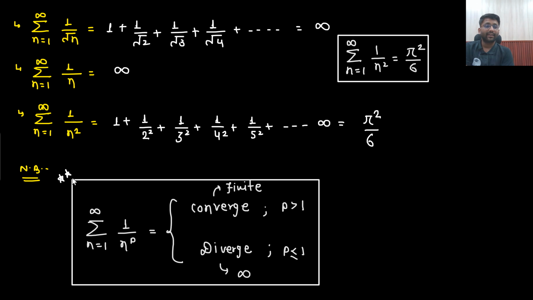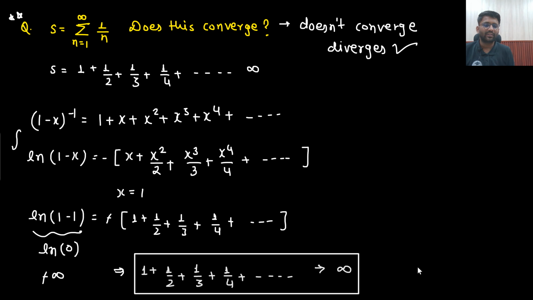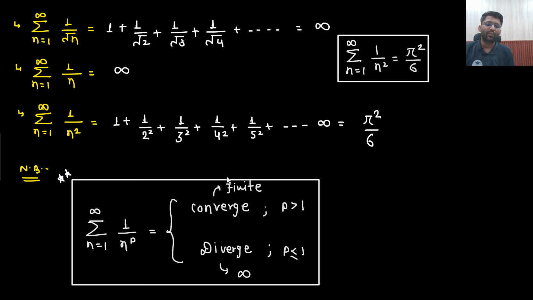And if p is greater than 1, then it will converge. That means you will remember this example, summation 1 by n square will be equal to pi square by 6. This is what you will remember. Then you will be able to remember this conclusion as well. And summation 1 by n will come to infinity. This series you will remember. So then you will be able to write down the conclusion: if p is greater than 1, then it will converge, that means it will give you a finite value. Otherwise, it will give you infinity.